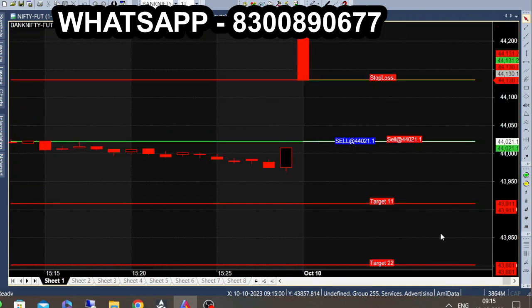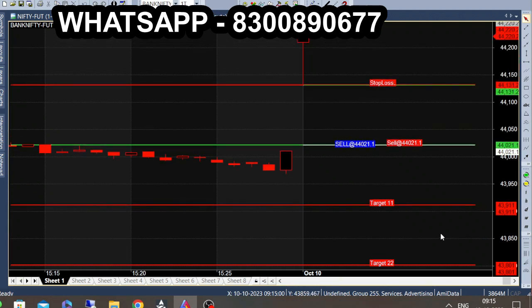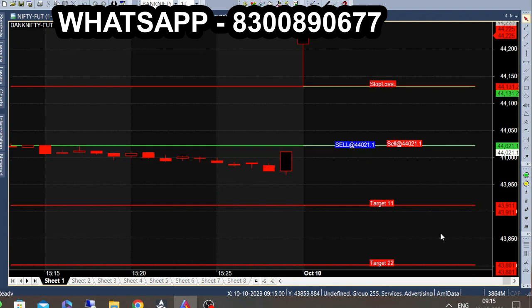Intraday calls. Daily automatic live market intraday calls. Automatically it will give calls like a signal, like a green signal, red signal, buy trend, sell trend, like that. It will automatically give calls in live market. Today it's October 10, Tuesday market.